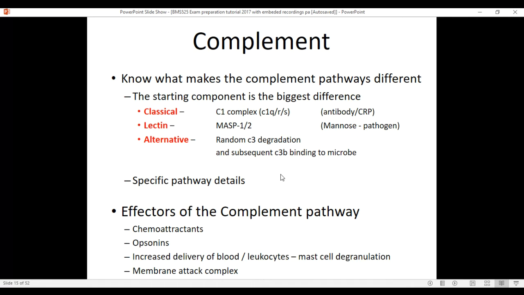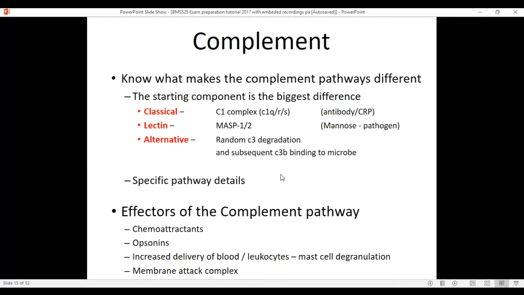Okay, the one criterion that's distinctive about the classical complement pathway is it involves the C1 complex. And the C1 complex is composed of C1Q, C1R, and C1S. The other thing that makes the classical complement pathway distinctive is it's initiated by antibody, and it can also be initiated by CRP, because CRP can bind to pathogens and basically mark them for activation of the classical complement pathway.